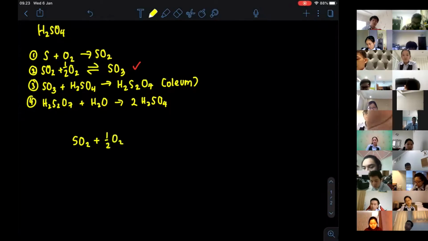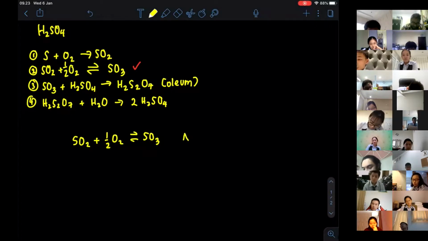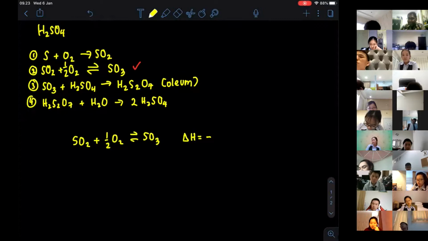If I extract this equation, the number 2, do remember this is going to be the step that involves the addition of oxygen. So it looks like oxidation, something like combustion. Therefore, this enthalpy change is negative. But since it's not very popular, I don't memorize what the number is.